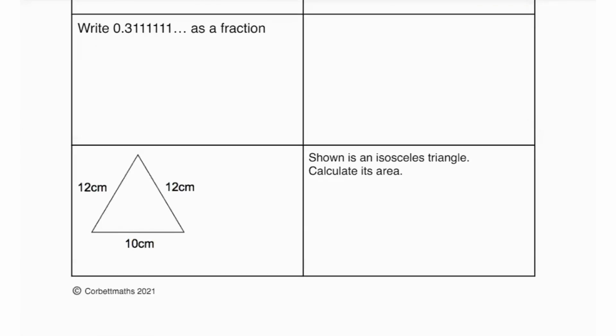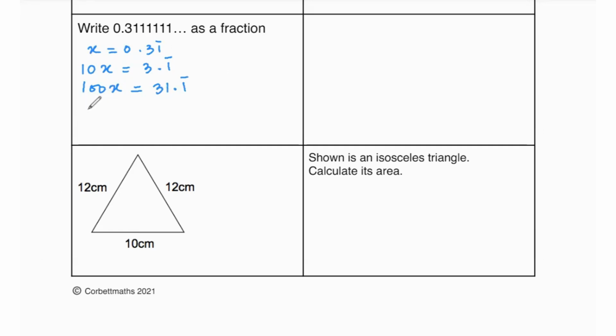In the next question, it says write 0.31 recurring as a fraction. So let's assume that x equals 0.31 recurring. If you multiply 10 with this, 10x would be 3.1 recurring. And if you multiply 100 with this, that's going to be 31.1 recurring.